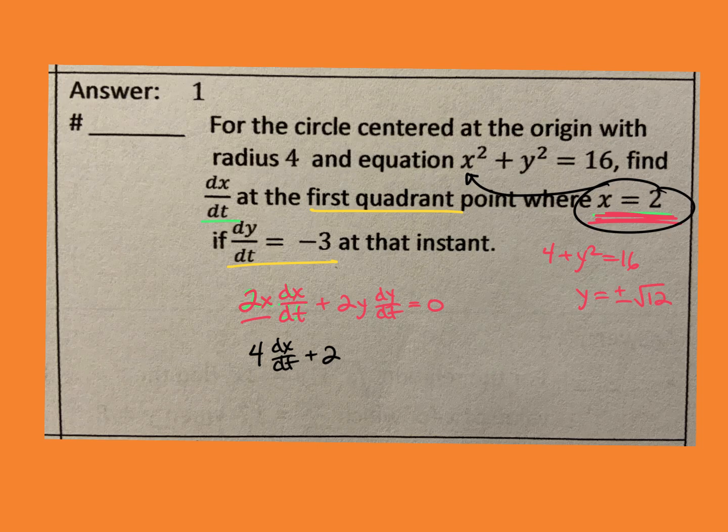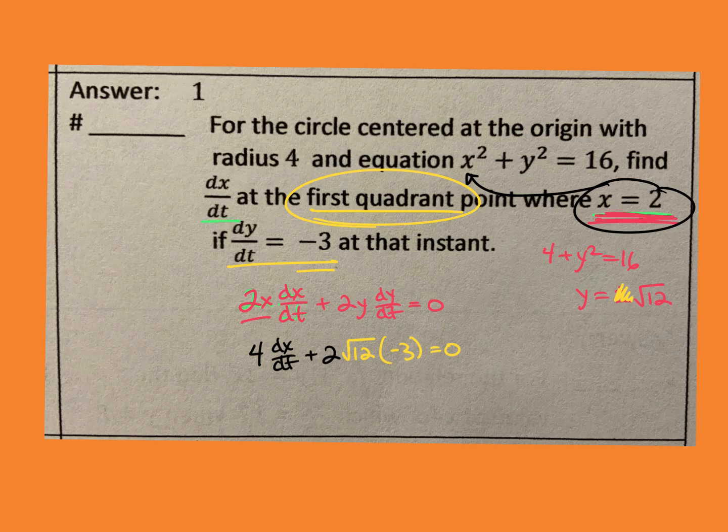However, which one do I want? I want the positive because we're in the first quadrant. Exactly. All right. So if that were in the fourth quadrant, then I would actually want what? Negative square root 12. All right. So now I can substitute in my y, which is square root 12, and then my dy dt, which is negative 3. And so now we just need to do a little bit of math, move some things over.